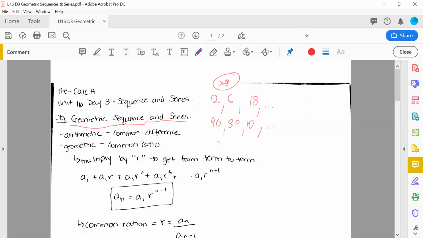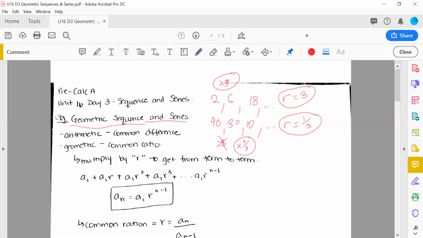You might say in the second one, you're dividing by 3. And you would not be incorrect, but that's not how we write it. We always write it as what you multiply by. So what's the same as dividing by 3? Multiplying by 1/3. So instead of using the letter D, like we did with arithmetic sequences, called the common difference, we use the letter R to determine what you are multiplying by. So here R equals 3, and here R equals 1/3.